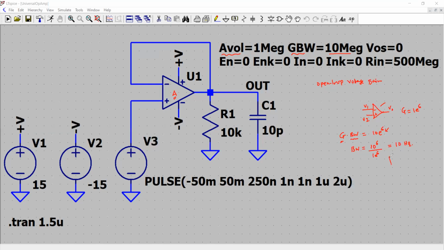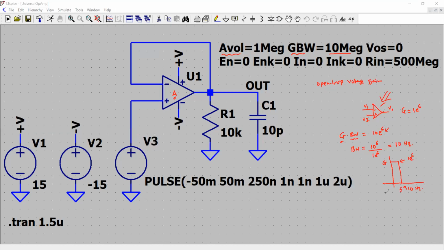The frequency response can be drawn like this. This is your frequency, this is your gain with a value of 1 times 10 to the power 6, and this frequency value is 10 hertz. So you see there is a very huge gain, but the frequency is only 10 hertz. So you can apply signals to this operational amplifier only within this range, 0 to 10 hertz.